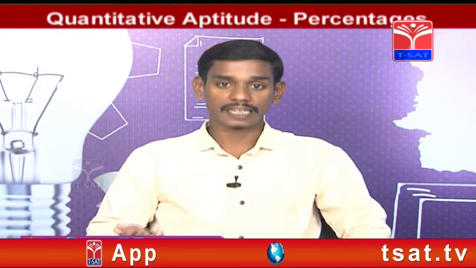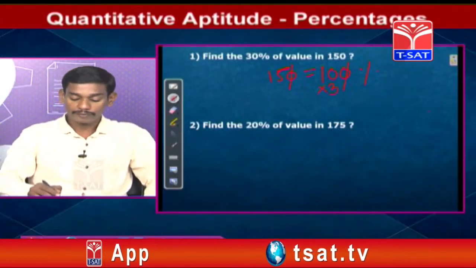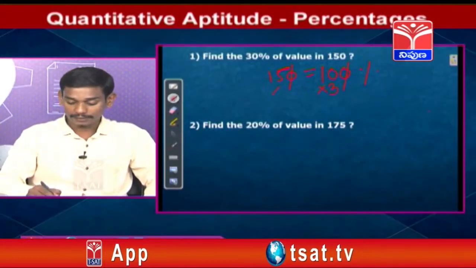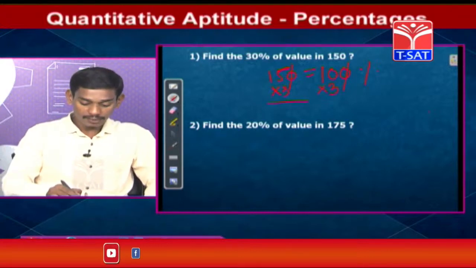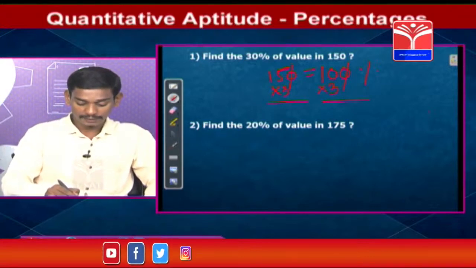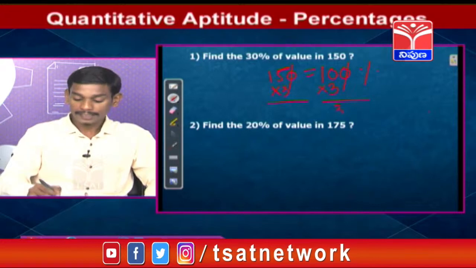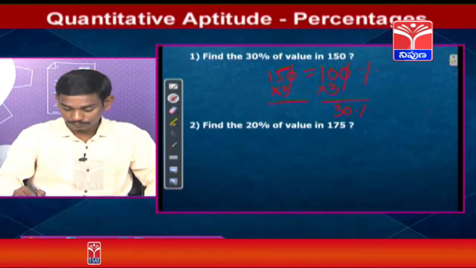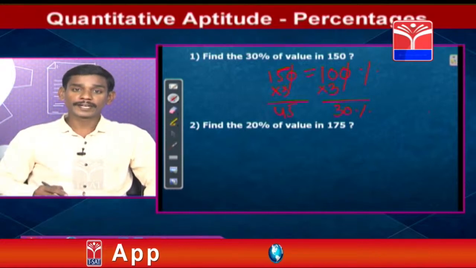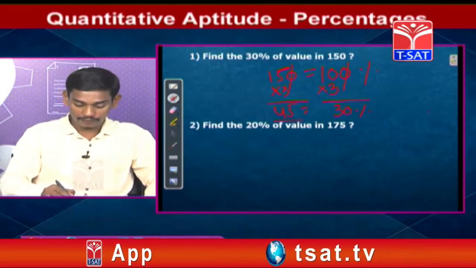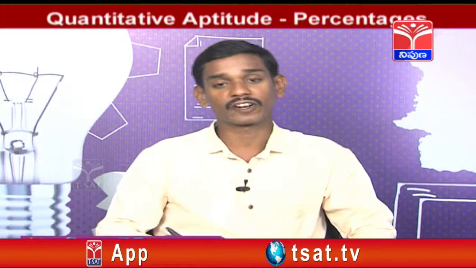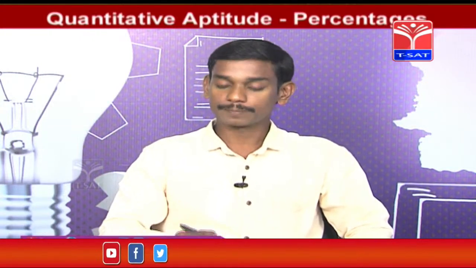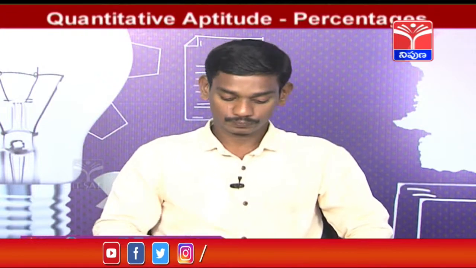Now we want 30 percentage of value. So just multiply by 3, and this right side also multiply by 3. 10 percentage into 3, that means 30 percentage, and 15 into 3, that means 45. This is the shortcut method for finding percentage of value, and we will follow this method to the next question also.